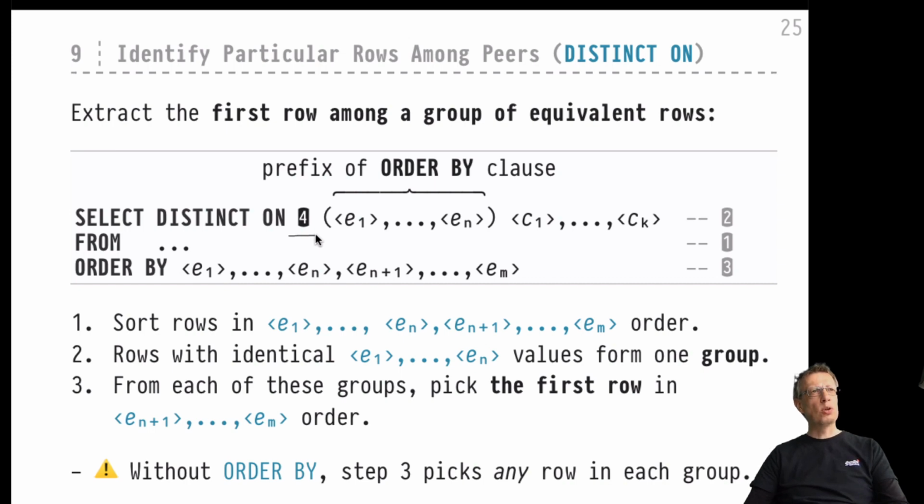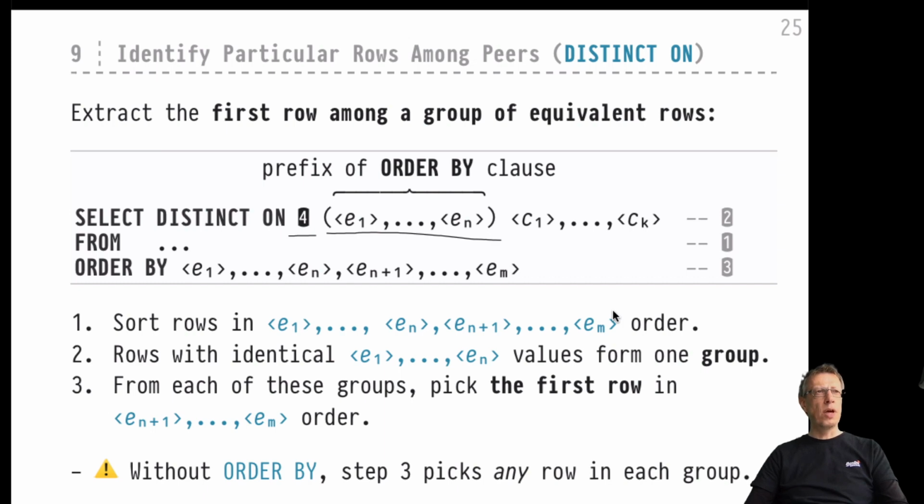the distinct on clause will do its work. And its parameters define what makes up a group of equivalent rows. Okay, from this group, only one row will be picked. Let's make this a bit more concrete. So the order by clause will of course sort the rows in this E1 to EM order. So a number of sorting criteria that you have specified here.